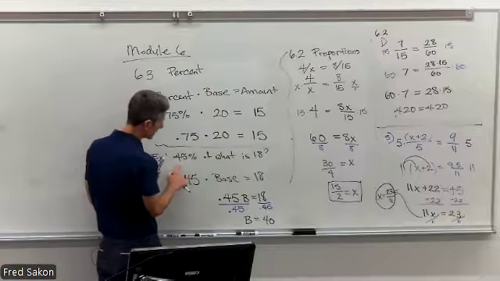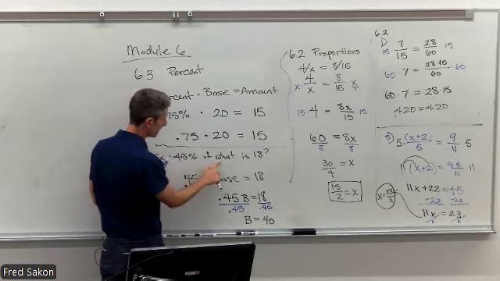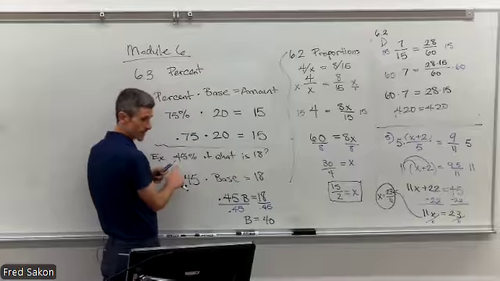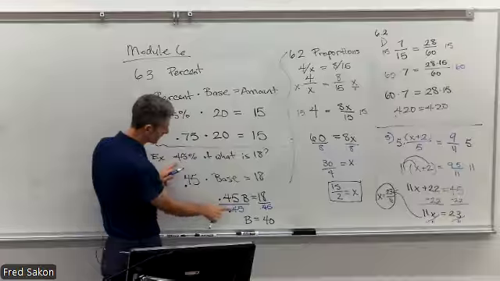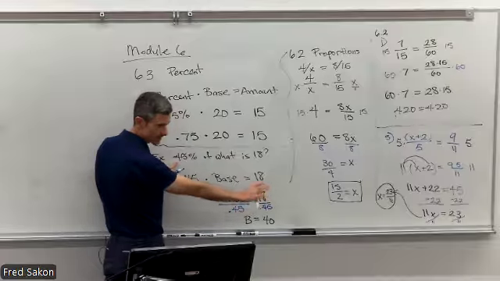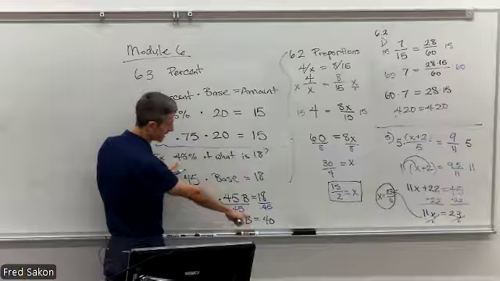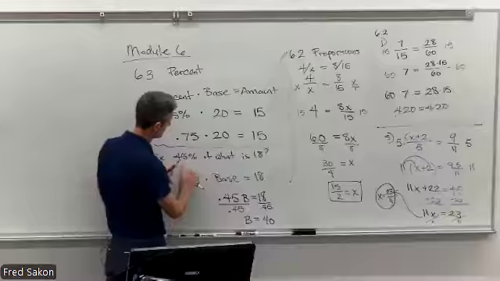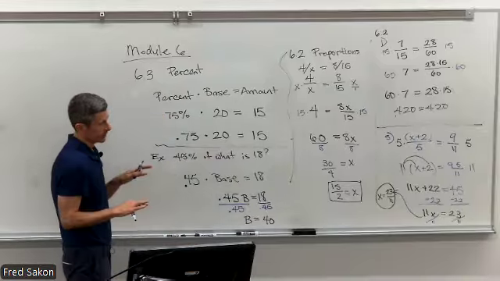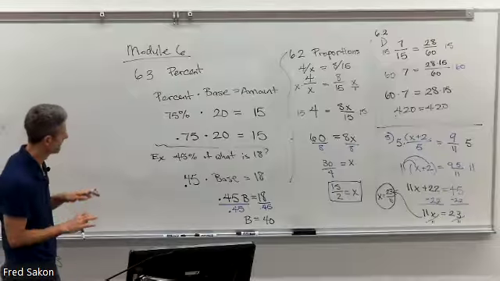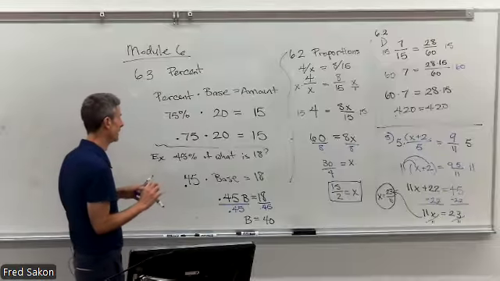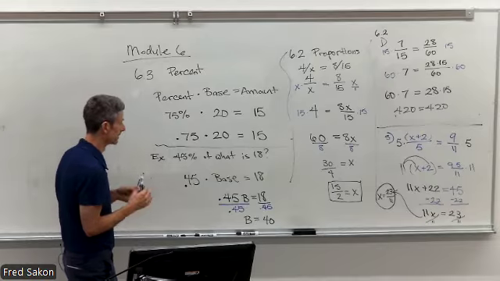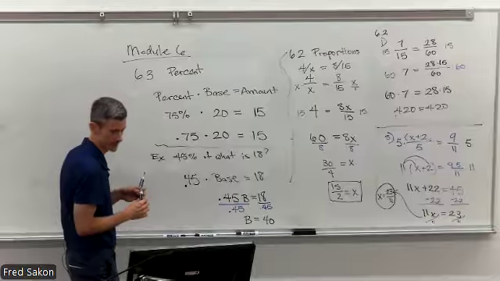Come back here and just do a gut check. 45% of 40 is 18. Does that make sense? Almost 50%, right? So what's almost 50% of 40? 50% of 40? Half? So 18, a little less than half. That intuition may not come to you immediately, but it is good to have gut checks or benchmarks that you can check yourself on.